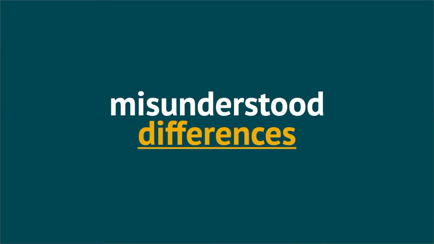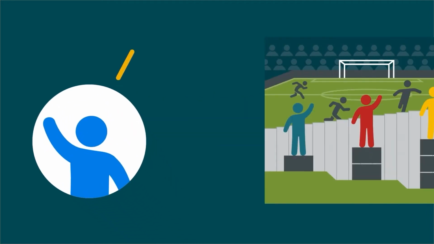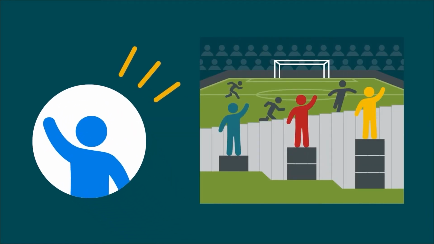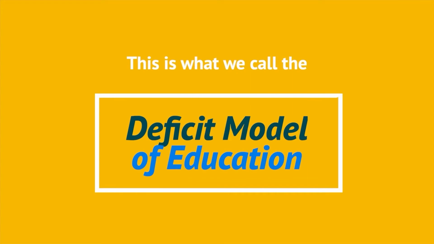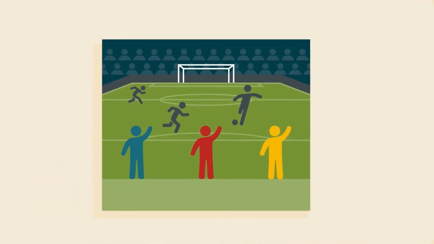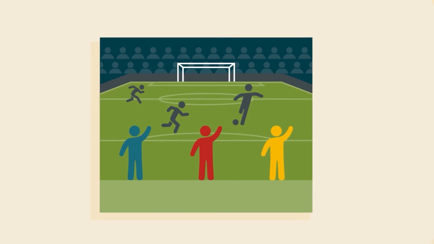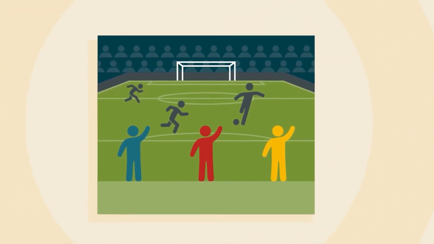These deficits are often only misunderstood differences. Nevertheless, educators are expected to address these perceived deficits and demonstrate improvement in overcoming them. This is what we call the deficit model of education. The STEM Equity Initiative believes that equity can better be represented by this image.